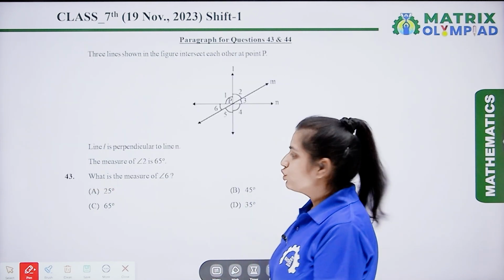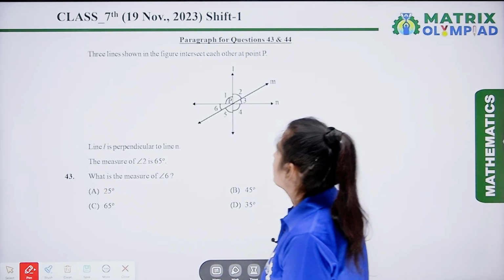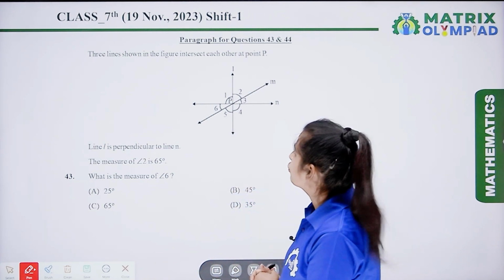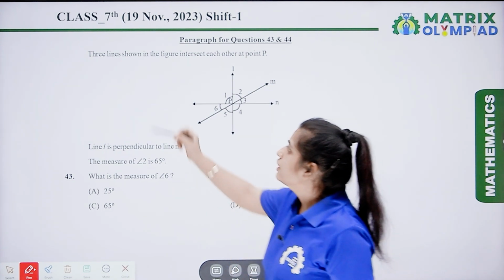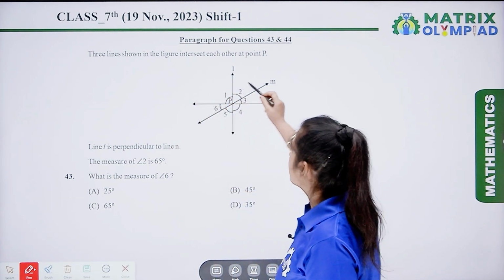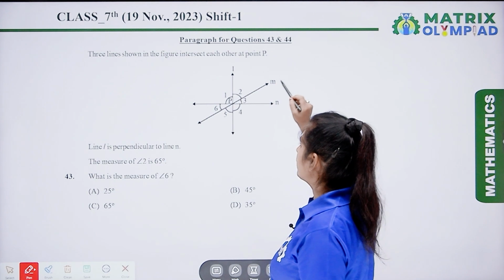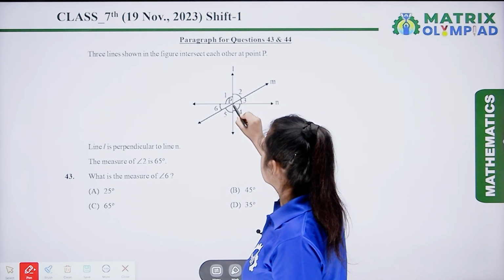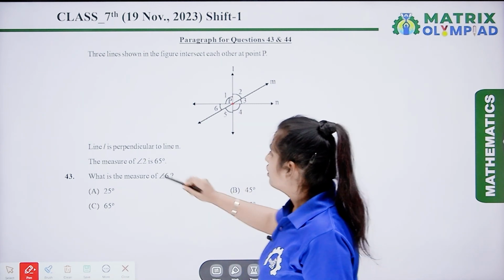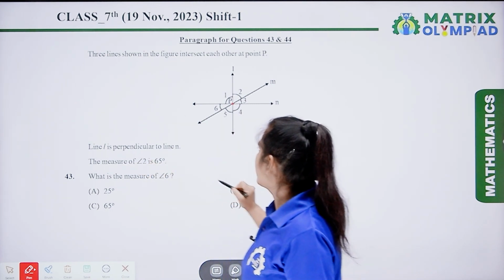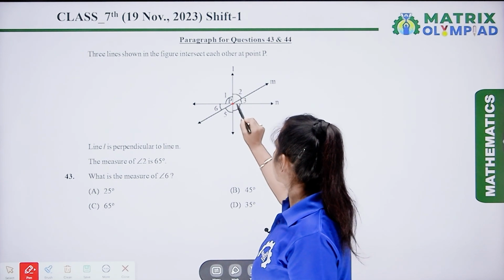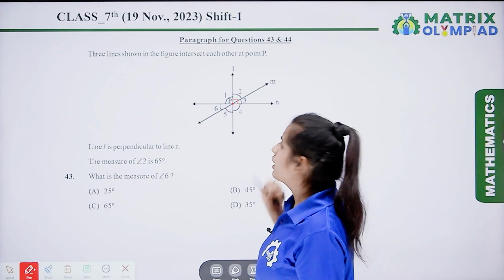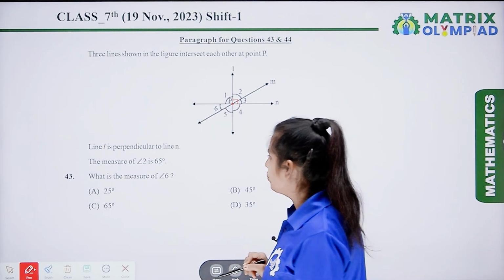Now let's start the next question. Next question is question number 43. To start question number 43, we are given some information related to this question. That is, 3 lines shown in the figure intersect each other at point P. So here 3 lines are intersecting at point P. Line L is perpendicular to line M. Line L is perpendicular to line N. It means this is a 90-degree angle. This information is given to us.